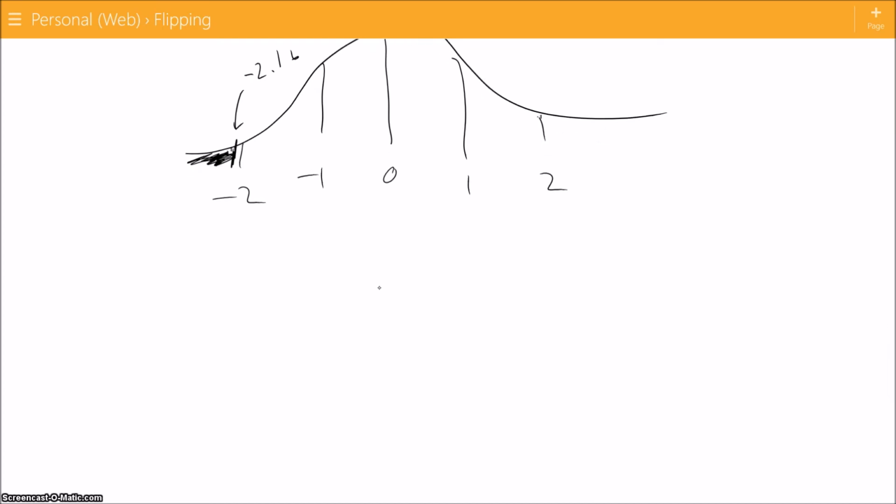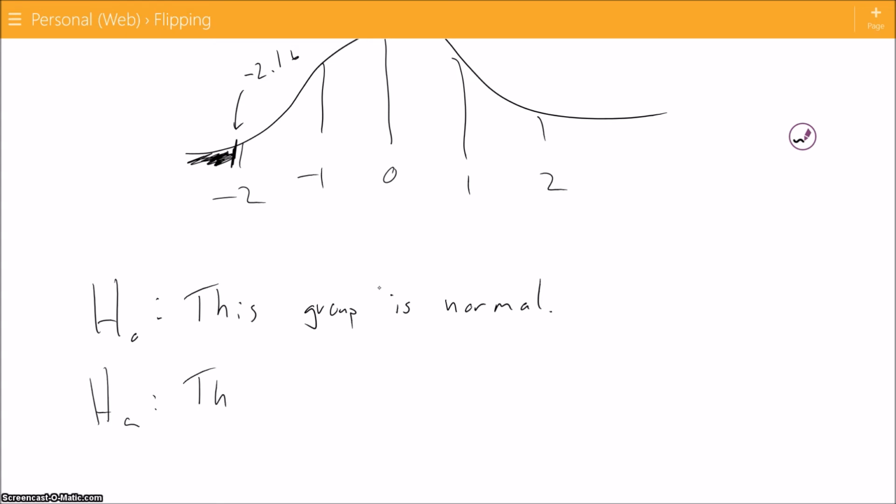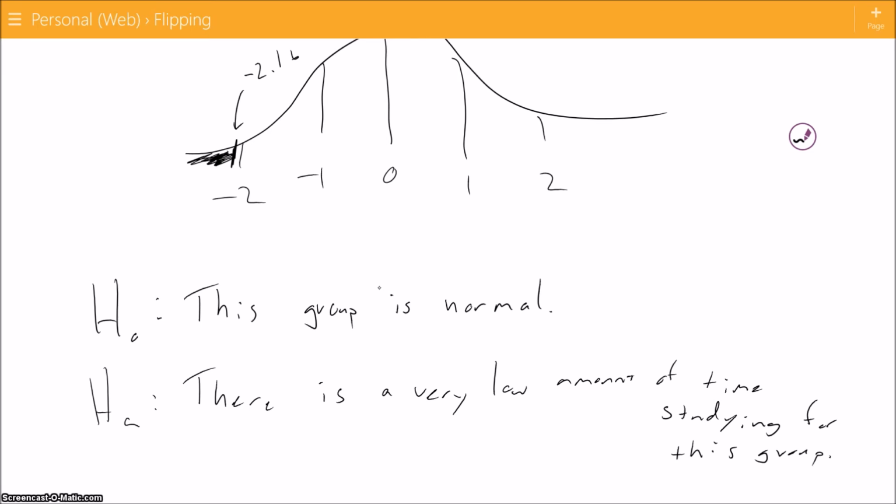My null hypothesis is that this group is normal. There's nothing odd about that. My alternative hypothesis is that there is a very low amount of time comparatively studying for this group. Okay. However, we've got no numbers here. We need to be able to quantify this. We have to set some sort of way to measure it.